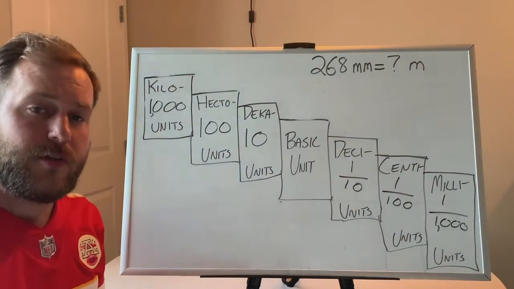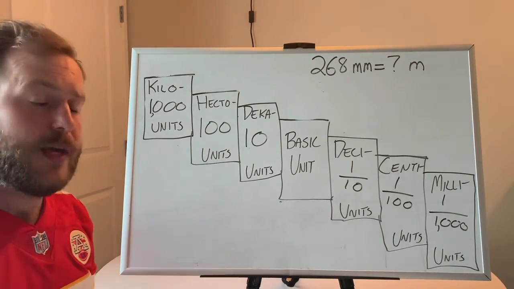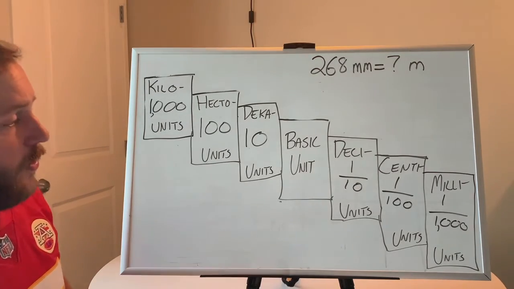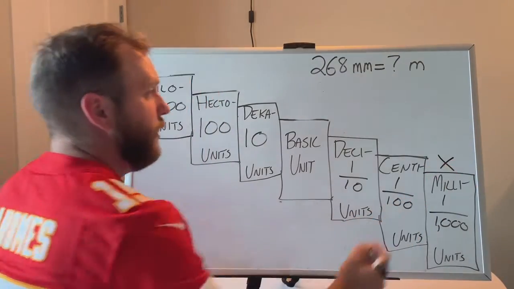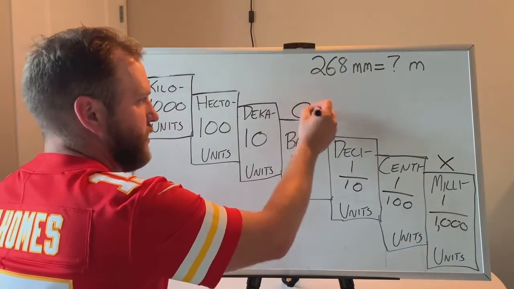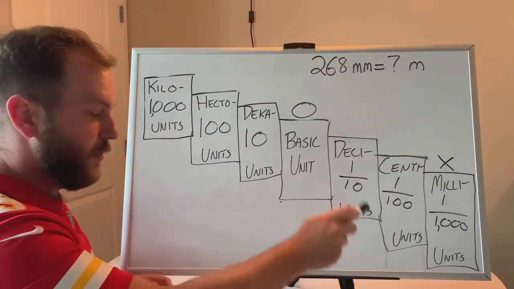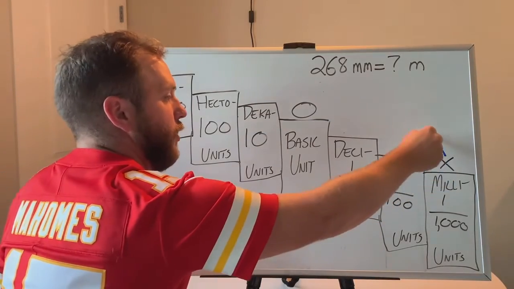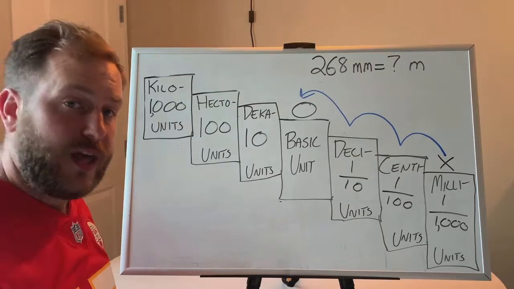All right, folks, let's try another practice problem together. So we have 268 millimeters and we want to know what that is in meters. So we mark our starting spot, which is milli, and our ending spot, which is basic. That means that we are going from a smaller unit to a larger unit. In this case, we are moving 1, 2, 3 steps to the left.